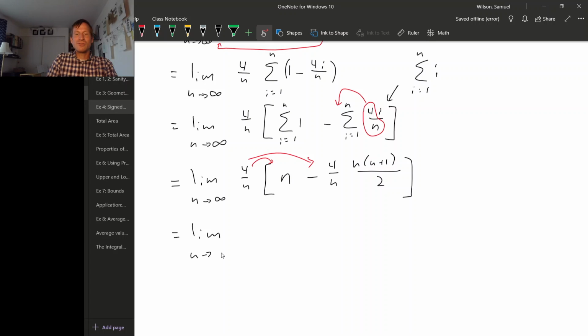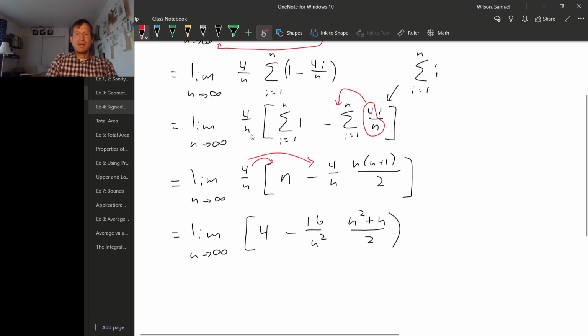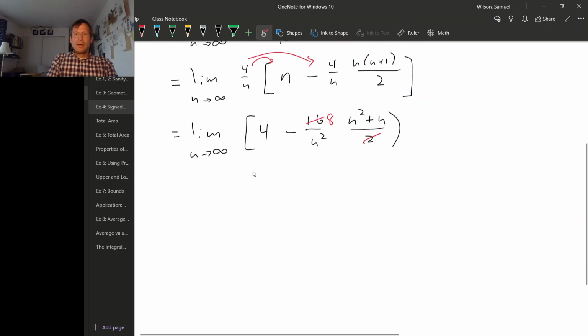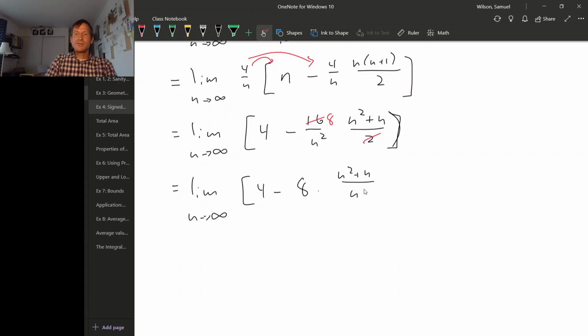So limit as n goes to infinity of, let's see, 4 over n times n, that's just 4, minus, and then 4 over n times 4 over n is 16 over n squared, times, I'm going to multiply out this n times n plus 1, so that's n squared plus n over 2. Now I can get rid of a factor of 2 here. This gives me an 8 there, and this 2's gone. And let's see, let's gather up our n's here. So limit as n goes to infinity of 4 minus 8 times n squared plus n over n squared.